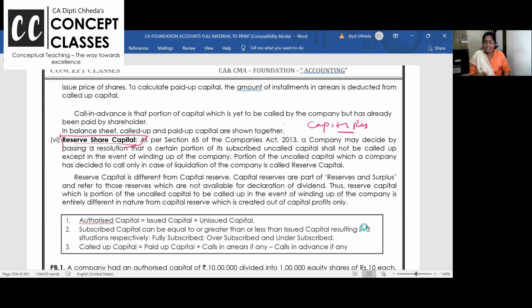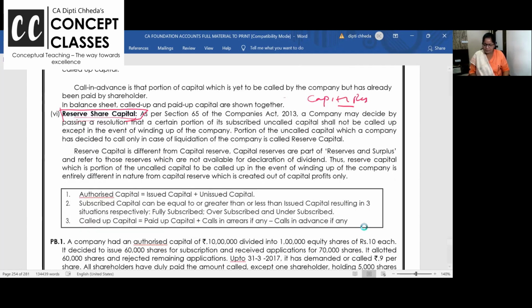Reserve capital is that part of the share capital which is called up by the company only at the time of winding up. A company may decide that a certain portion of the uncalled capital shall be called up only in case of winding up. Okay, so that's called reserve capital.